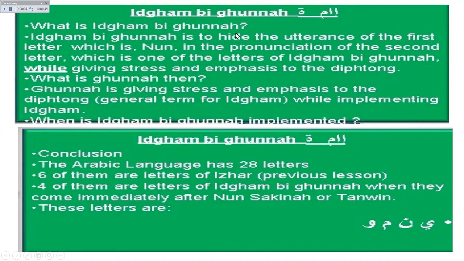What is idgham tam bil gunna? Idgham tam bil gunna is to hide the utterance of the first letter, which is noon, in the pronunciation of the second letter, which is one of the letters of idgham tam bil gunna. This is the same meaning as the first one.